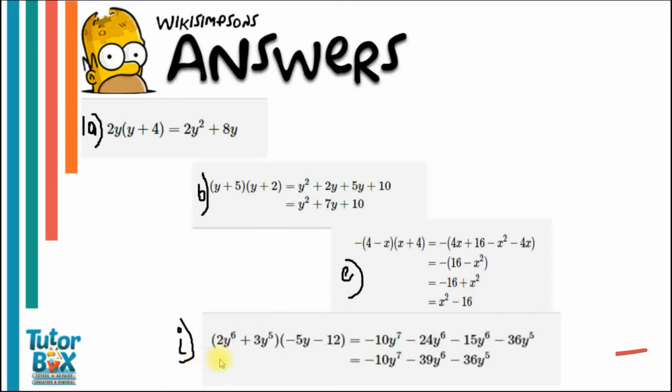And then for I, we have 2y to the 6 plus 3y to the 5 minus 5y minus 12, right? So you do FOIL as well. You should get minus 10y to the 7, minus 24y to the 6, minus 15y to the 6, minus 36y to the 5. You just highlight the like terms together. Then you have minus 10y to the 7, minus 39y to the 6, minus 36y to the 5.